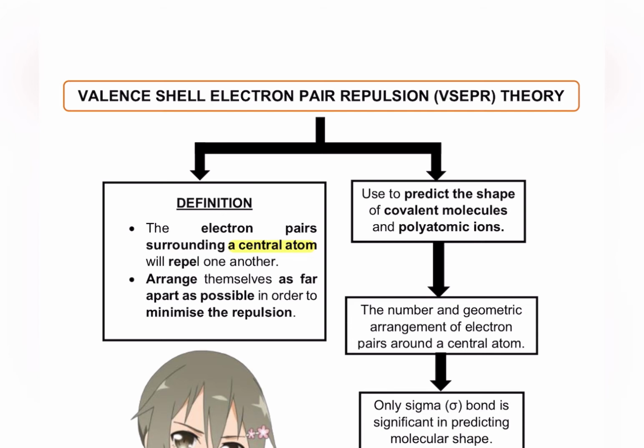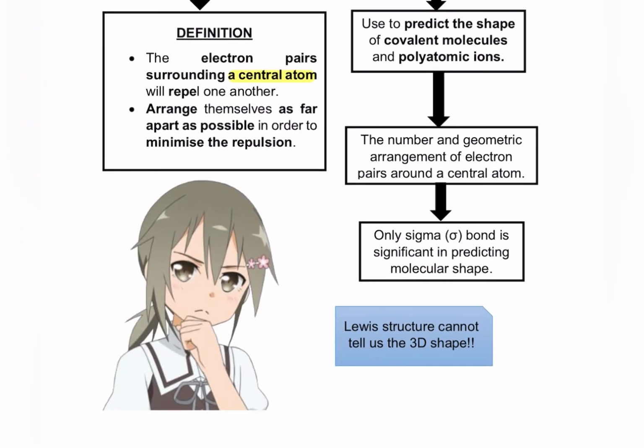And how do you predict the shape? You are going to calculate and determine the number and geometric arrangement of electron pairs around the central atom. So that is why you have to know how to draw the Lewis structure and also balance all the electrons around the central atom. And from there, you can determine the shape of the molecule based on sigma bonds.